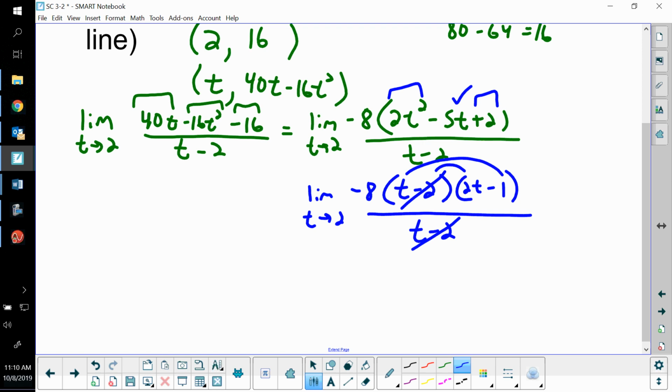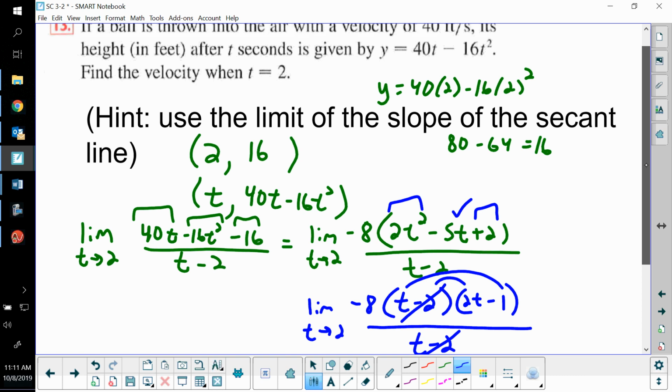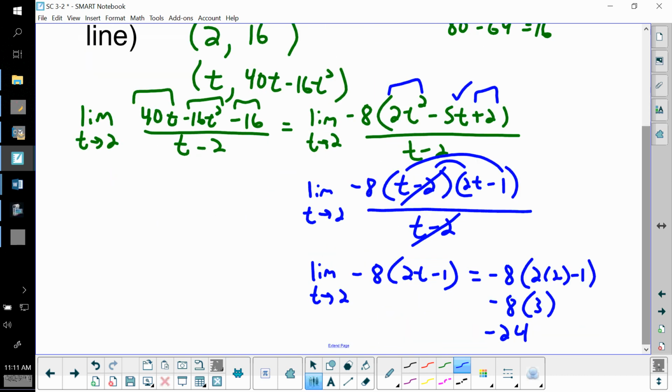We can divide out the t minus 2. That would give us the limit as t approaches 2 of negative 8 times 2t minus 1. And now this is something we can do with direct substitution. When we do our direct substitution, we no longer write the limit. This would be negative 8 times 3, or in other words, we would get negative 24. Now this was the instantaneous velocity we were finding. Our units were feet and seconds, so this is negative 24 feet per second.